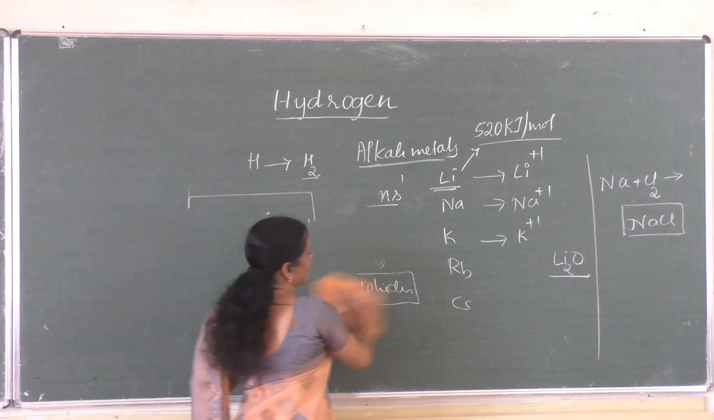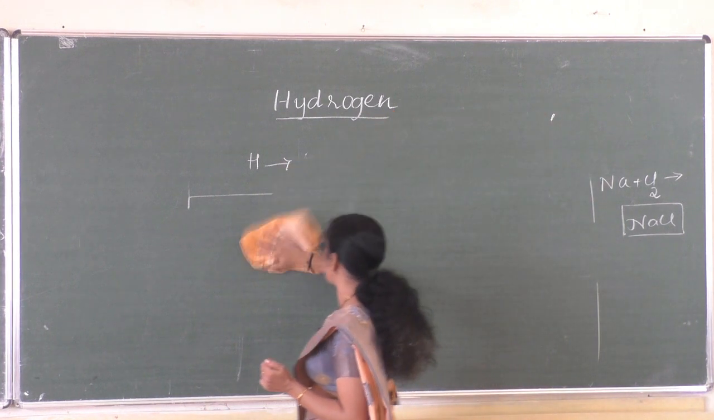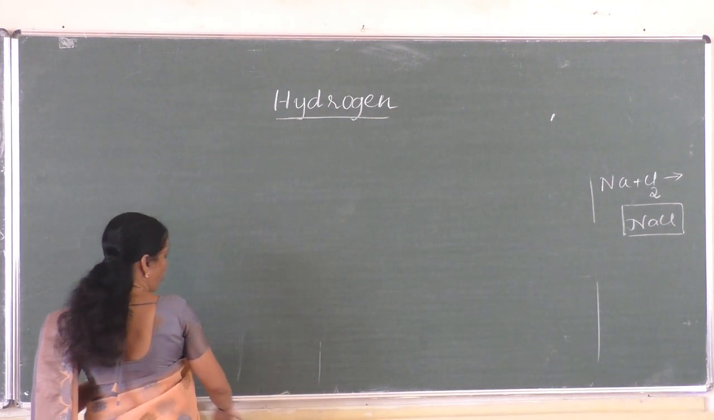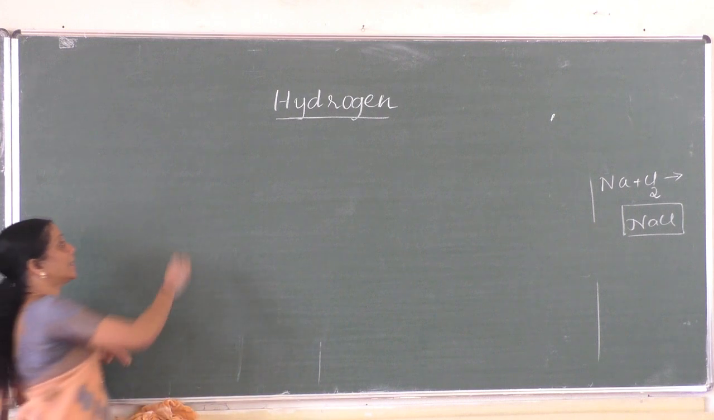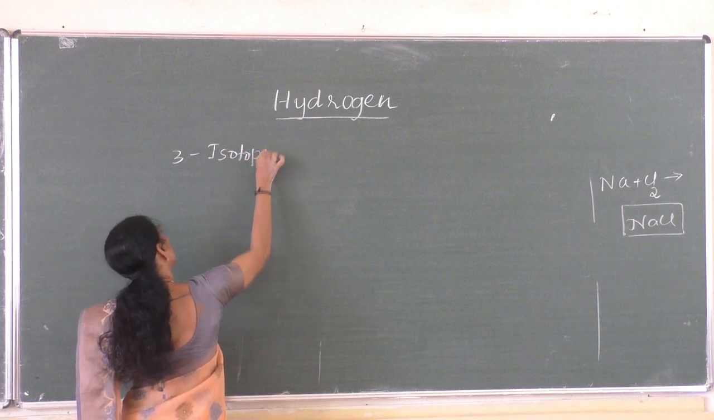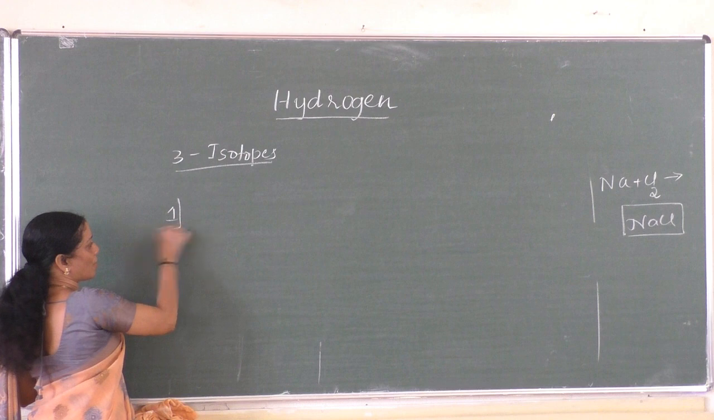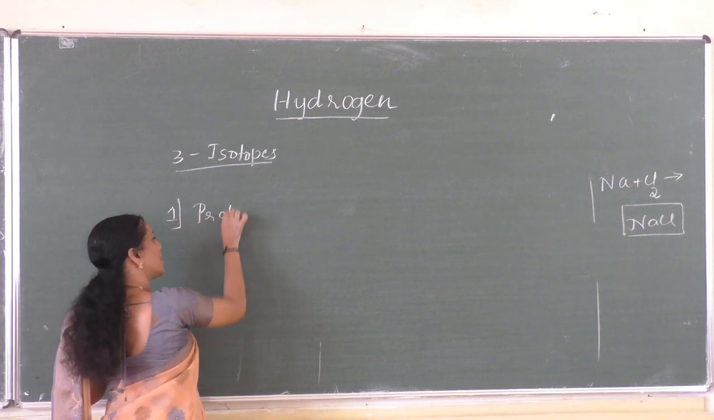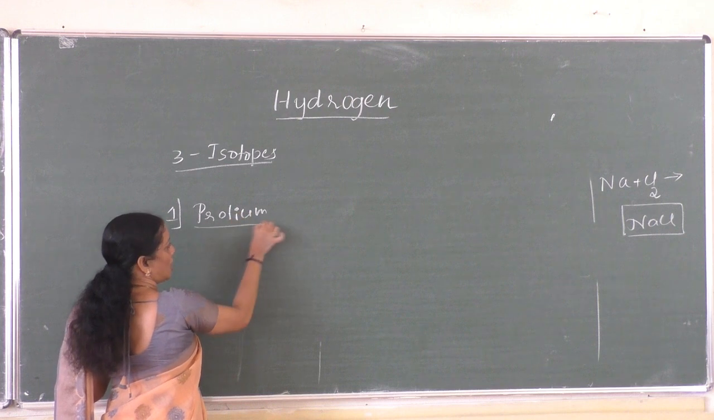Hydrogen has the tendency to exist in three different isotopic forms. We have to study this now. Already you have studied this in the lower classes. At the high school level itself you have studied three different isotopes of what? Hydrogen. Three isotopes of hydrogen. The first isotopic form of hydrogen is called protium.